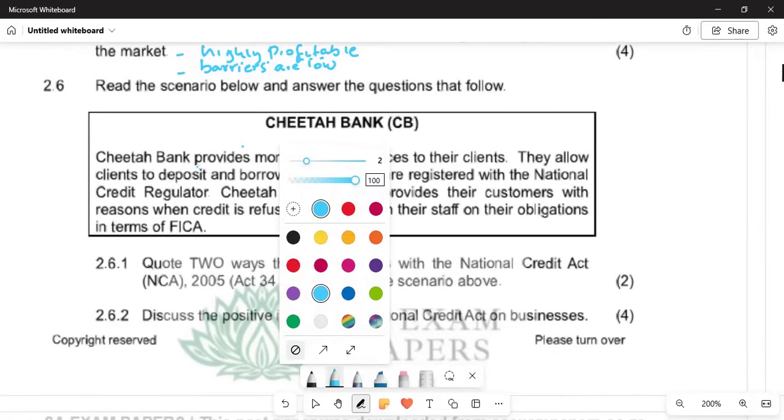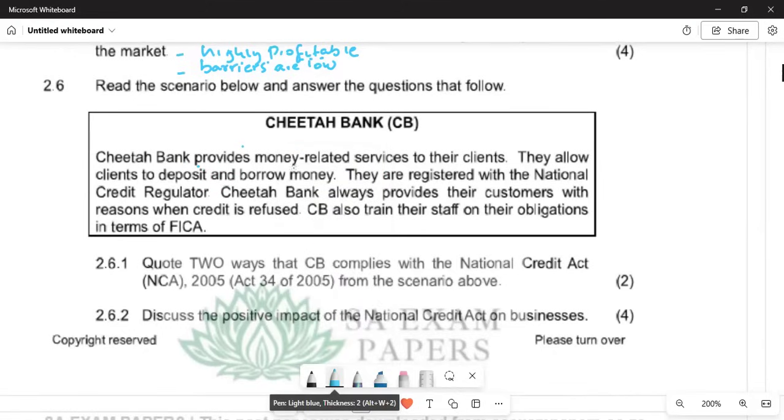Citibank provides money-related services to their clients. They allow clients to deposit and borrow money. They are registered with the National Credit Regulator. Citibank always provides their customers with reasons when credit is refused. CB also trained their staff on their obligations in terms of the Act.